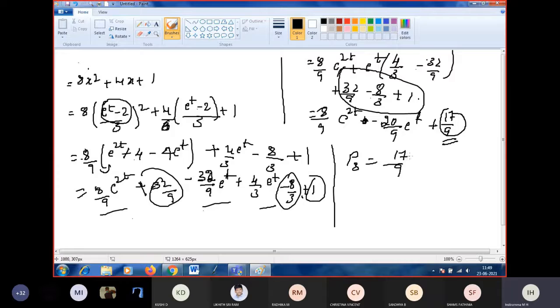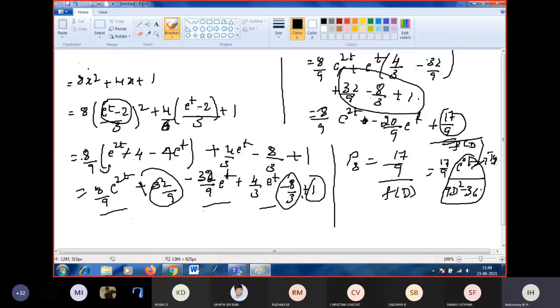Divide by f of D, we have, correct? So we can write 17 by 9 as 17 by 9 into e power 0t divided by 9D square minus 36. Since it is type 1, put D equal to a equal to 0. Therefore, we obtain P3 is equal to 17 by 9 into e power 0t divided by, it is 0 minus 36. So that is minus 17.